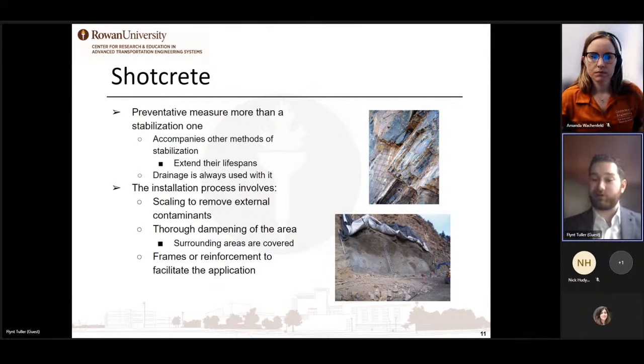Shotcrete is also always used with drainage. This is very important, which I'll talk about next slide, just because shotcrete takes away all the holes, and so you need a place for the water to escape. Essentially, for the installation of shotcrete, you make sure you use scaling, taking off all the outside debris, and you dampen down the area so that it can bind more easily. Then you put in some kind of frame or reinforcement, and then you spray it over the area that you want to cover.